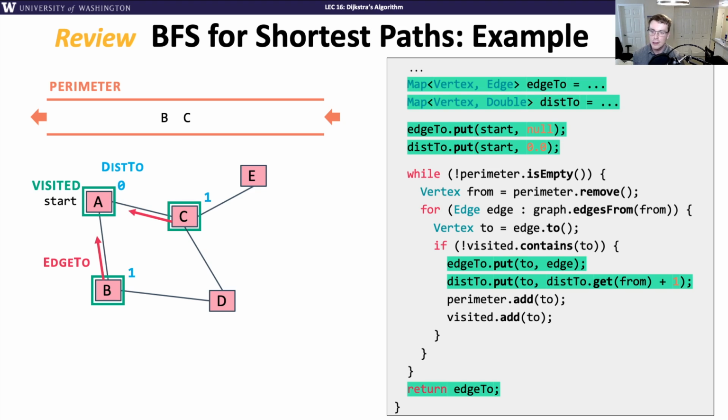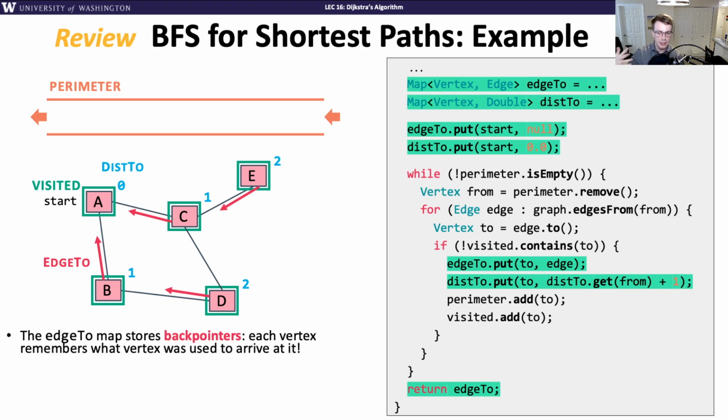And then we just repeat this over and over again, adding their neighbors, saying the edge we took to get here was from B to D. So we store that in our edge 2 map. And then the distance 2, we increase that value by 1 because it's one extra step. This all works well and good because we're counting the number of edges we take. So every time we hit one of these nodes, because we're using a breadth first search, we know it's that shortest distance to that node.